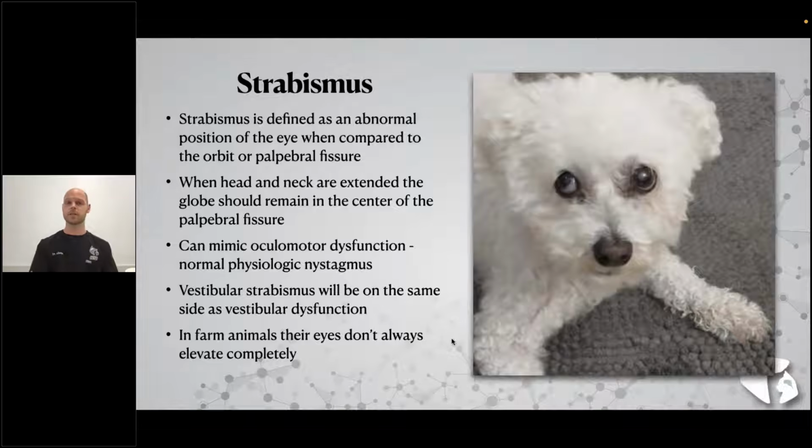And we can see a strabismus even with peripheral. So just because you see the strabismus doesn't necessarily mean that it's a central lesion, because we can see them with peripheral dysfunction. And just a reminder about the farm animals.